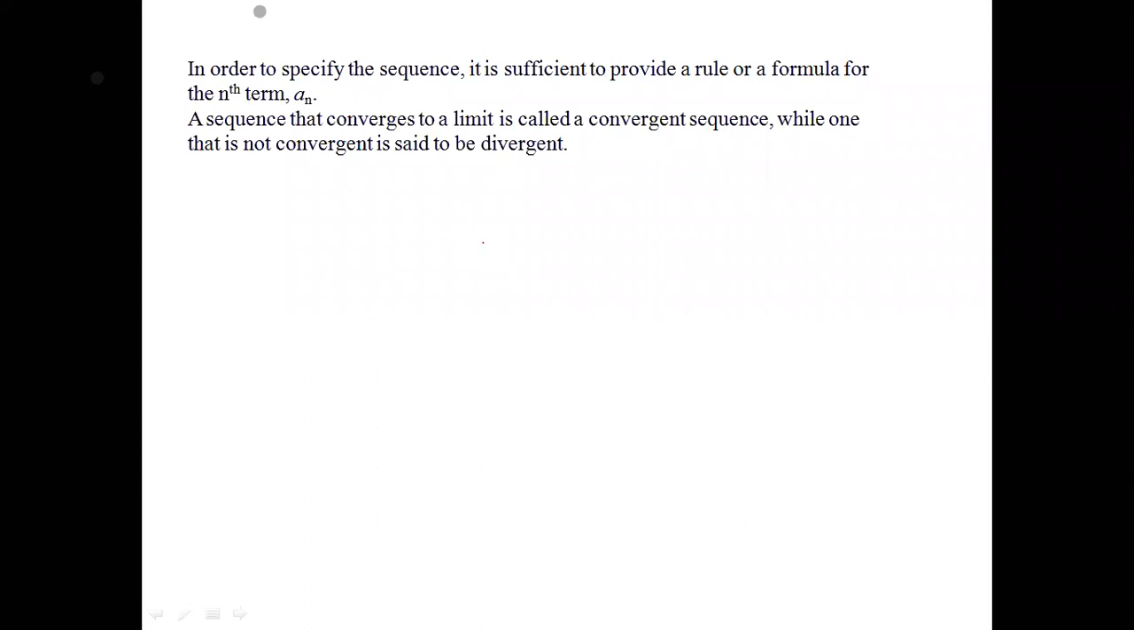A sequence that converges to a limit is known as a convergent sequence, while one that does not converge is known as a divergent sequence. Okay?